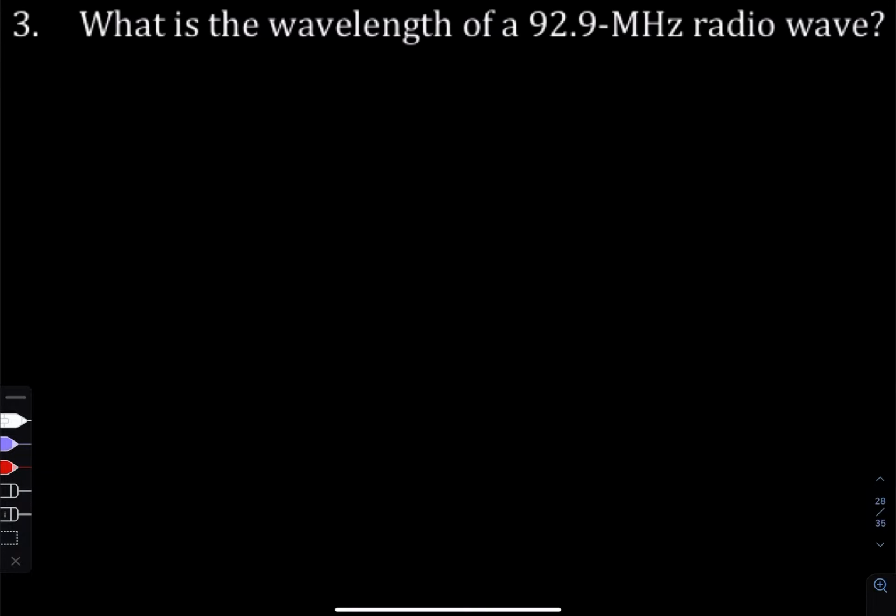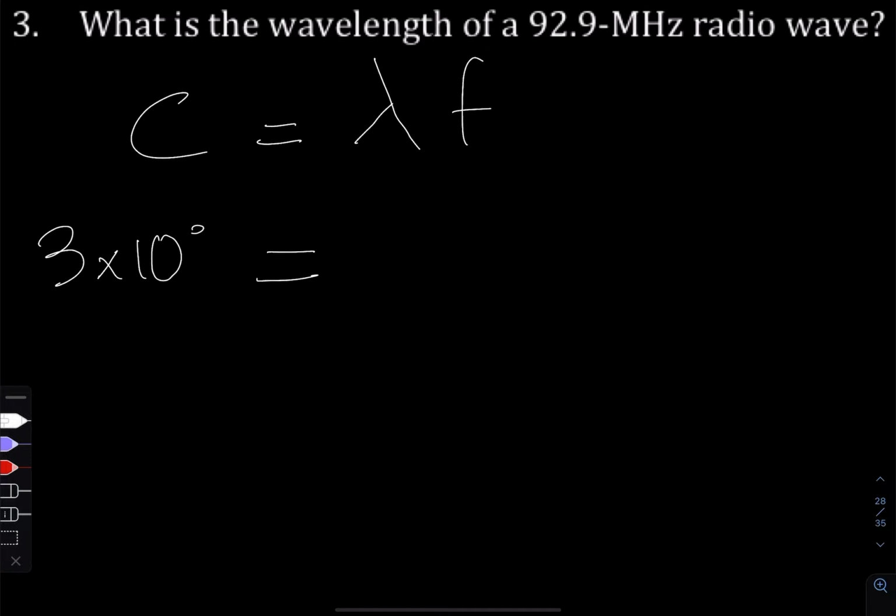This one asks, what is the wavelength of a 92.9 megahertz radio wave? We're going to use the same equation as before. The speed of light is 3 times 10 to the 8th. The frequency is given in megahertz. Now a megahertz is 10 to the 6th hertz, so this is the same thing as saying 92.9 times 10 to the 6th.